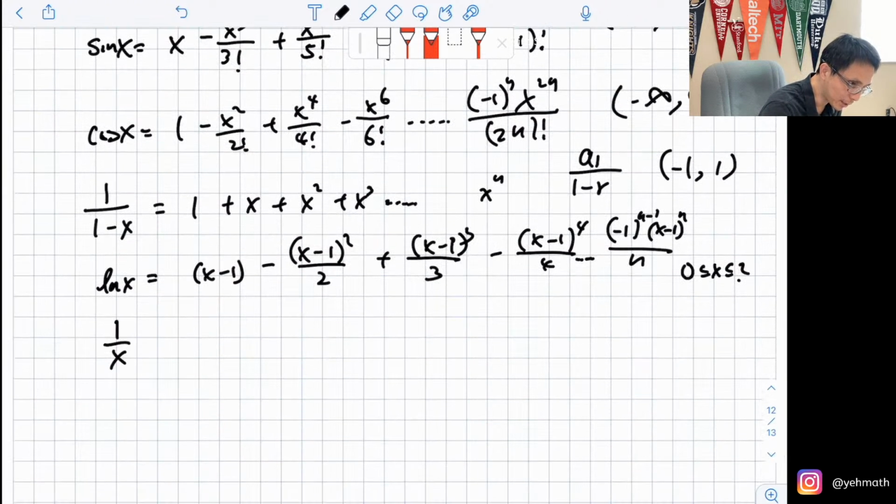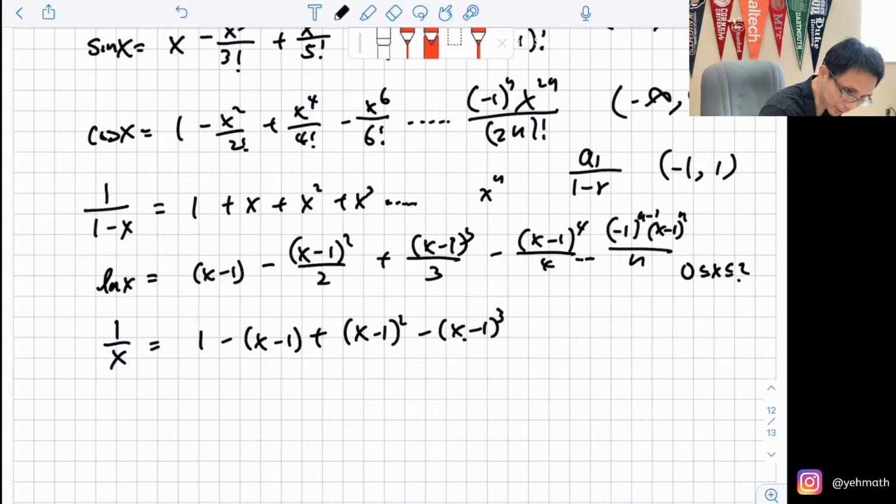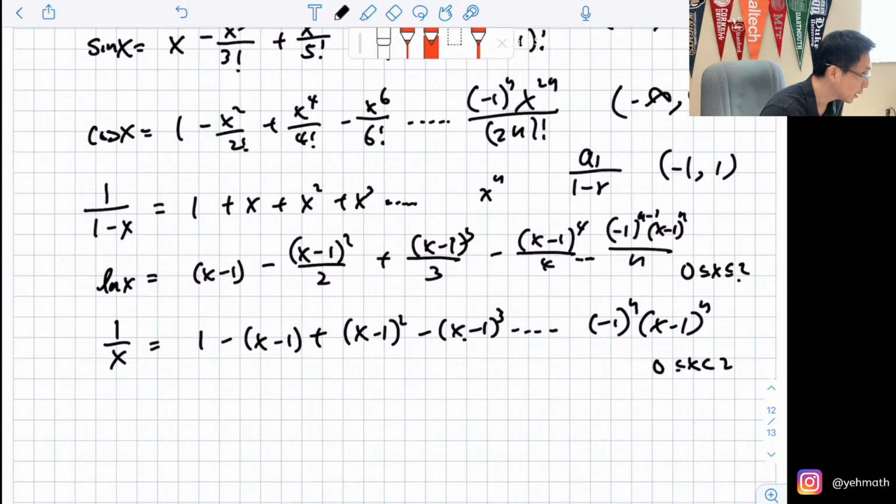1 over x isn't commonly used a lot, so it's 1 minus (x minus 1) plus (x minus 1) squared, dot, dot, dot. They change the sign, by the way, so minus (x minus 1) to the third, dot, dot, dot, to negative 1 to the n of (x minus 1) to the n. And that is going to be 0 less than x less than 2 as well.